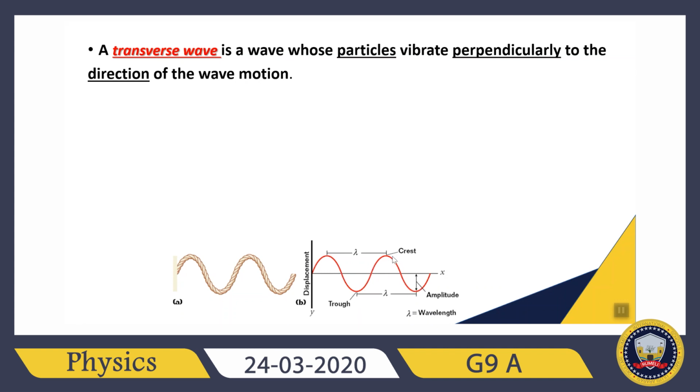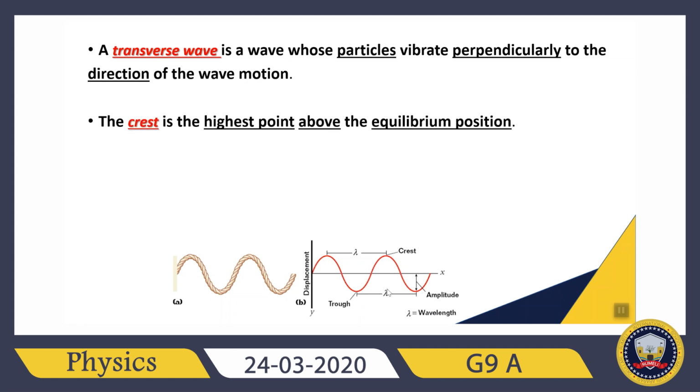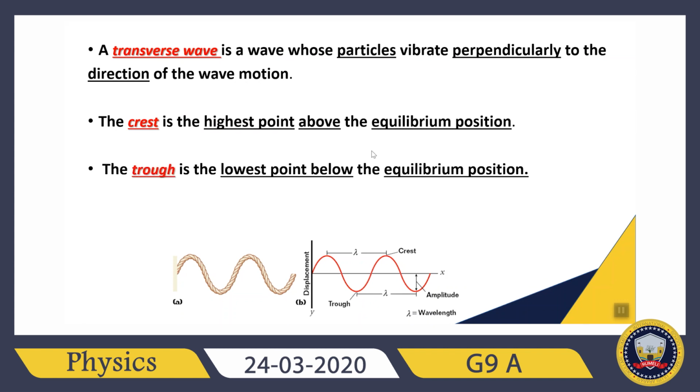So the highest points are called crests, while the lower points away from the equilibrium position are called troughs. So transverse waves consist of a group of crests and a group of troughs. The highest point above the equilibrium position is called the crest, while the lowest point below the equilibrium position is called the trough. What about the distance between two successive crests? For example, here is the first crest, and here is the second one.